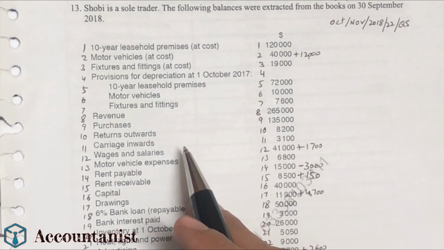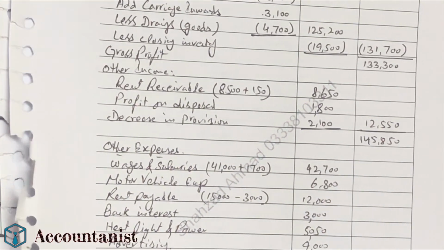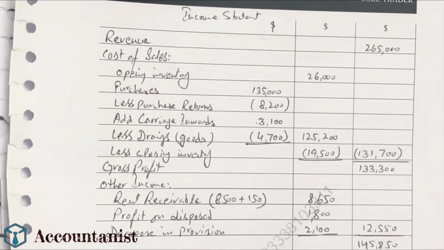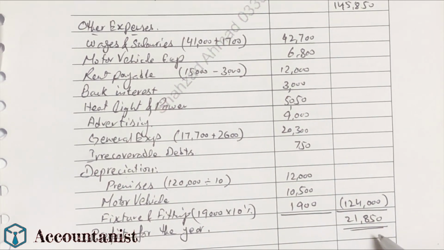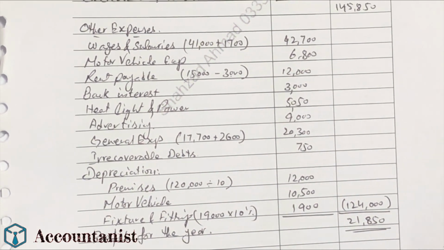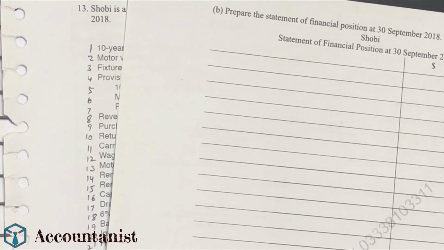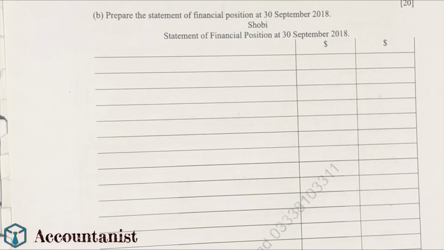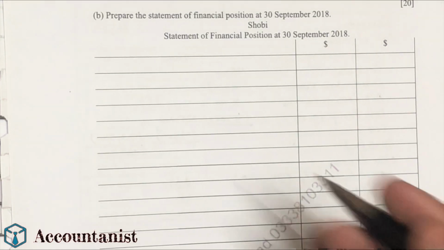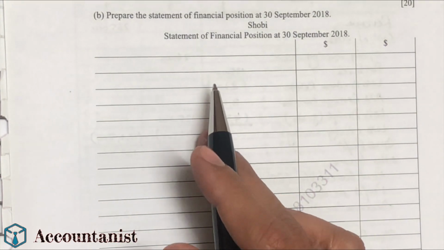As in the previous video, I have made the income statement of this business, and we ended up with the profit of 21,850. So I'm going to solve this question's statement of financial position for you guys. So let's start. We have this statement of financial position format.